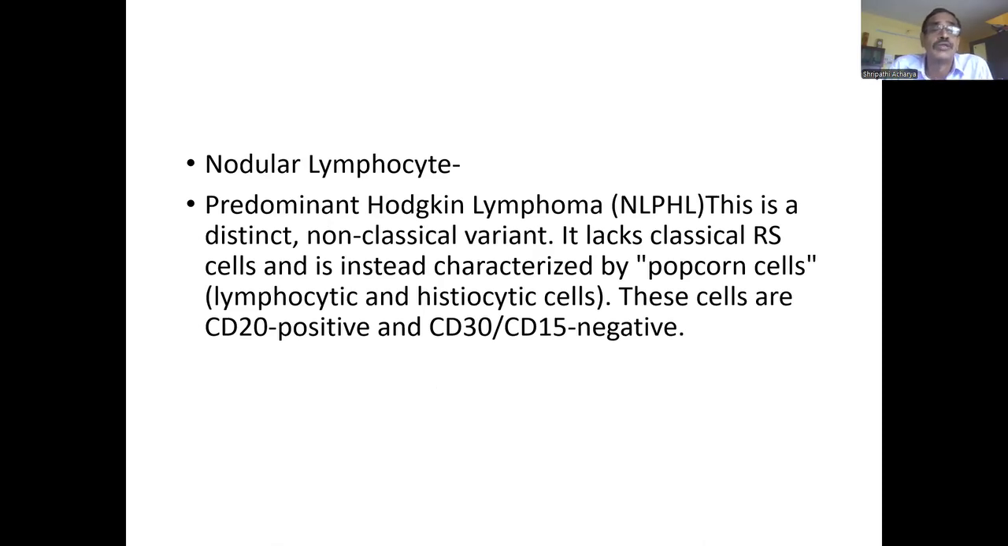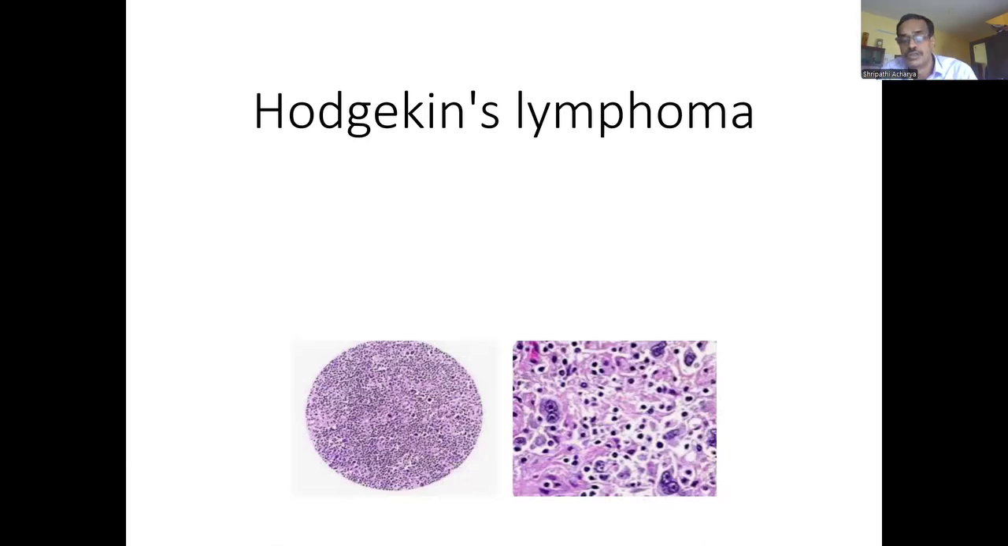Nodular lymphocyte predominant Hodgkin's lymphoma. This is a distinct non-classical variant. It lacks classical RS cells and is instead characterized by popcorn cells, lymphocytic and histiocytic cells. The cells are CD20 positive and CD30, CD15 negative. This is Hodgkin's lymphoma.